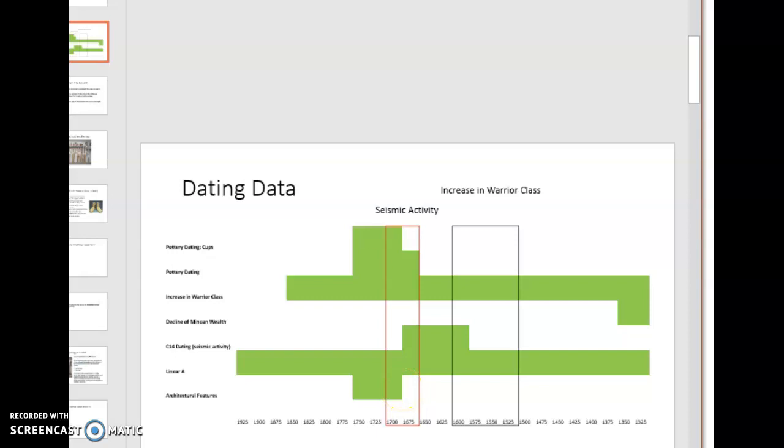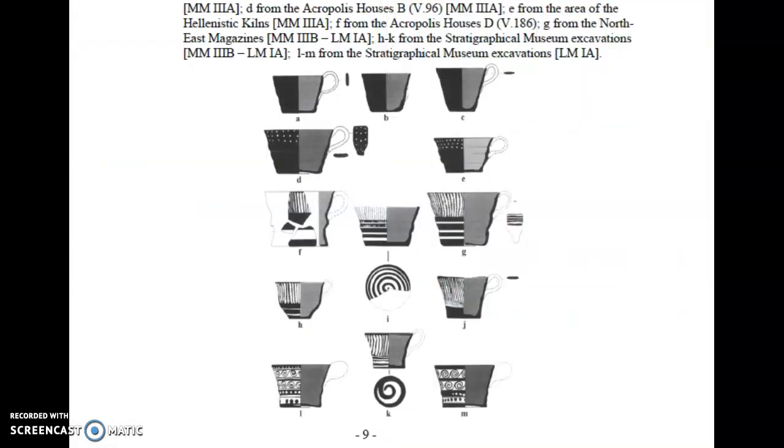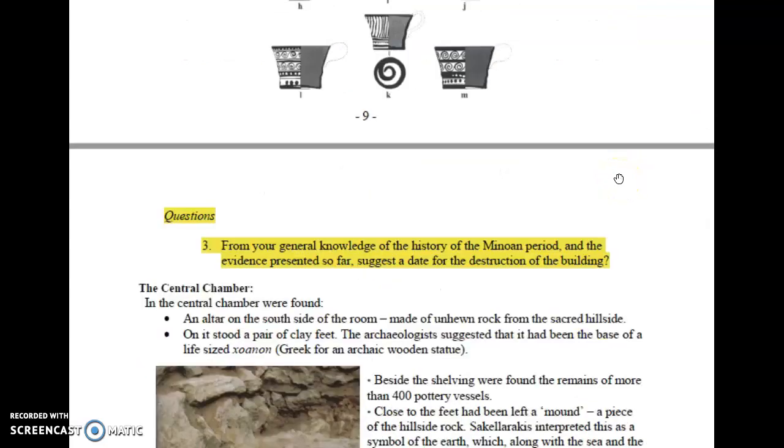So now it's up to you. You need to answer question 3. From your general knowledge of the history of the Minoan period and the evidence presented so far, suggest a date for the destruction of the building. You can also use this answer as one of your responses for your portfolio task.